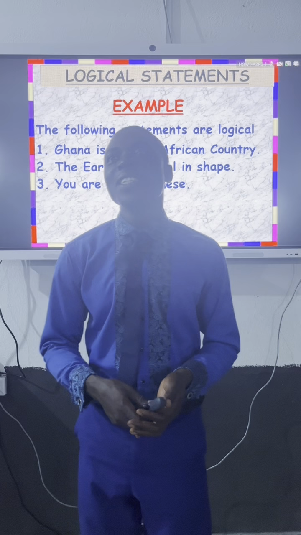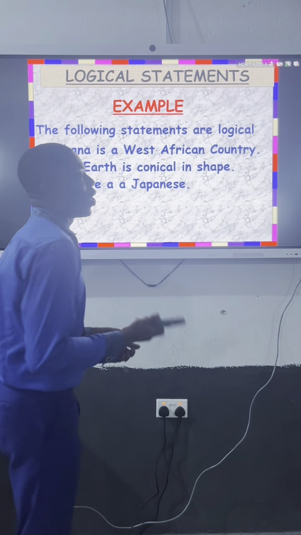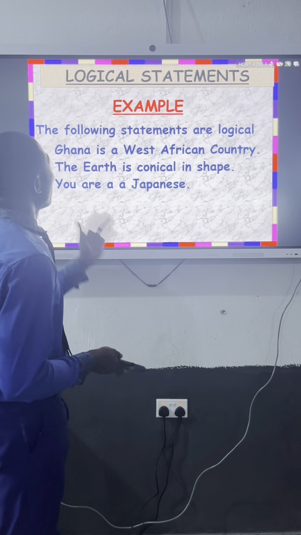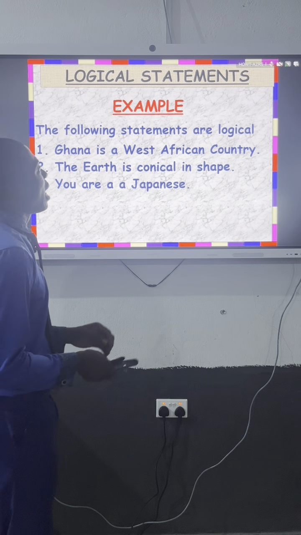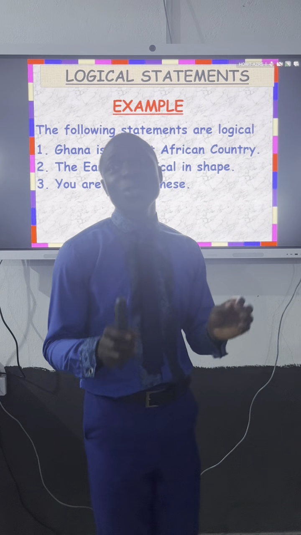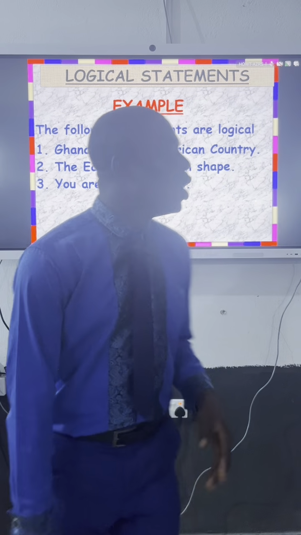Today we want to look at something very simple but very exciting. All right, we want to look at how to identify statements in logic. Now look at three different statements here. I said the following statements are logical. In logical reasoning, there are some statements that we don't consider as logical statements. So let's look at it.